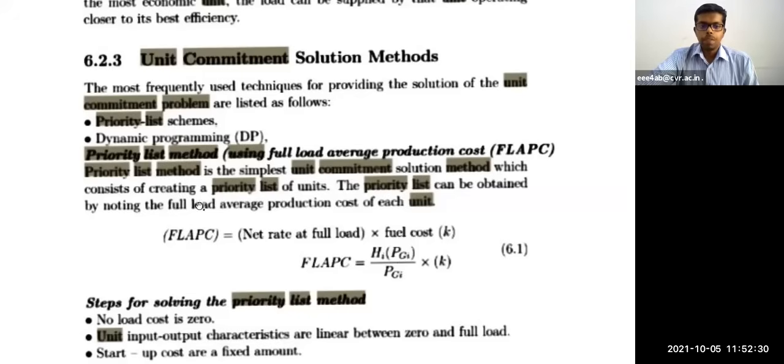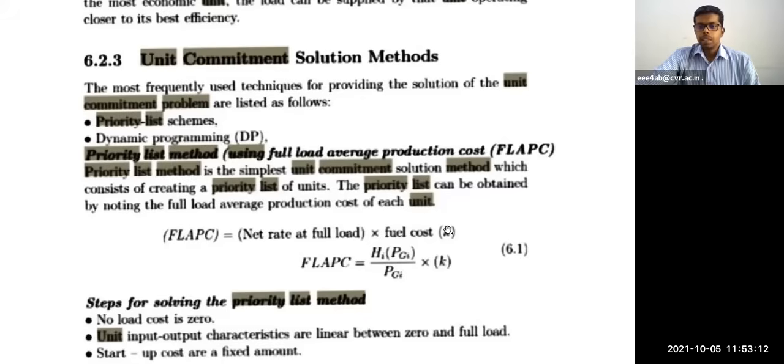So in short form, FLAPC, that is full load average production cost. FLAPC is nothing but the net heat rate at full load into the fuel cost. So how to calculate this net heat rate at full load? It is H of PGI divided by PGI. That is the net heat rate at full load. Hi is nothing but the heat rate. So Hi of PGI divided by PGI into the fuel cost.